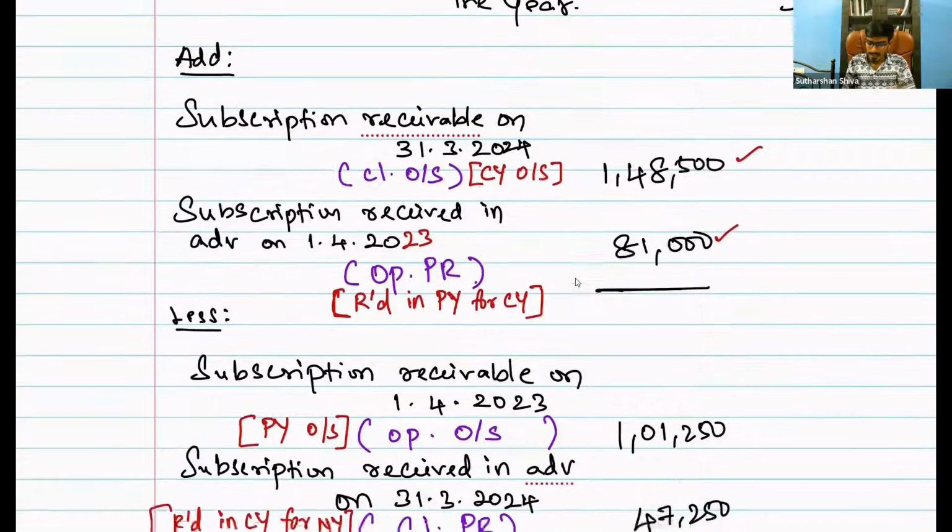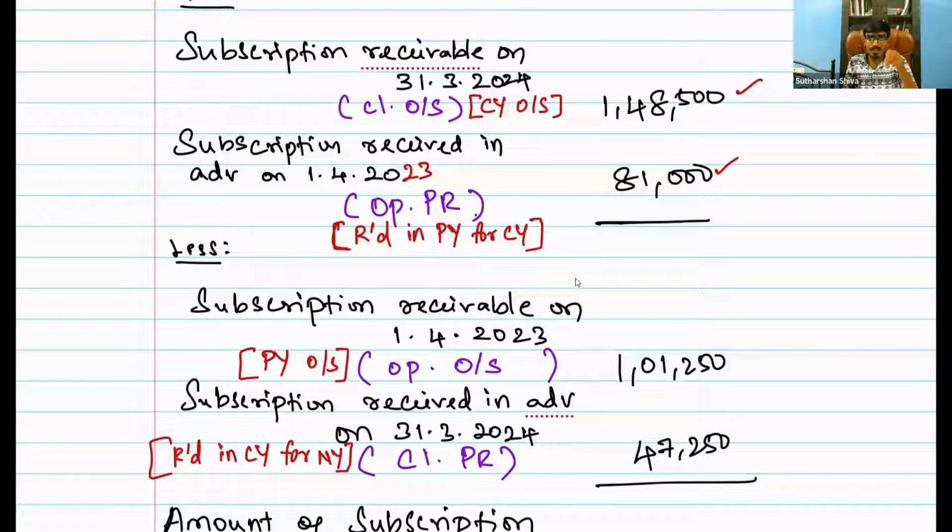Then, subscription receivable in the previous year, which is received in the current year, is not related to the current year data. So in income and expenditure, we will deduct it. Subscription received in the current year which is for the next year is not relevant to the current year. Even though I have received it here, I am following accrual basis for the current year items. So I will subtract it. These two items I will subtract to arrive at my total value.